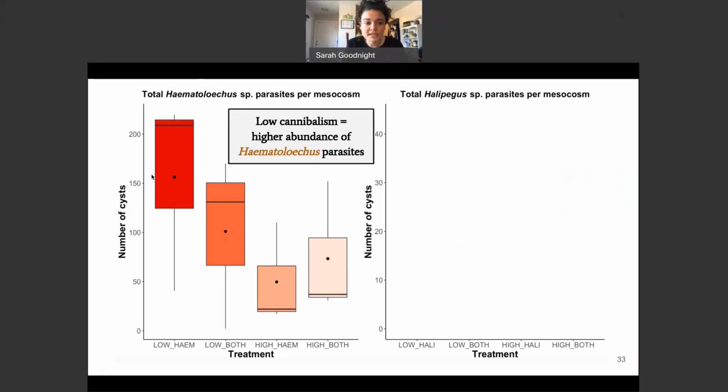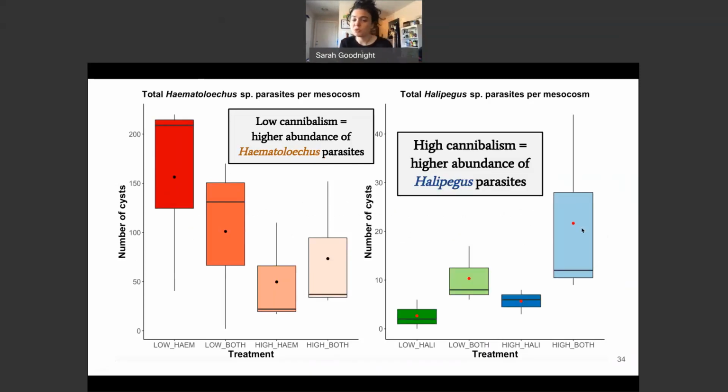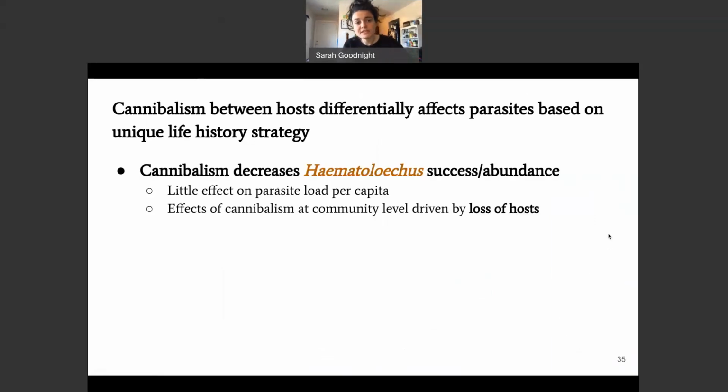The take-home message here is that on the left, these are my low cannibalism treatments. Low cannibalism led to a higher total abundance of Hematoloechus parasites, while for Halopagus, that relationship was somewhat flipped. Higher cannibalism here on the right in the blue led to a higher total abundance of Halopagus parasites in those communities. Now, the take-home message here is that cannibalism between hosts differentially affects these parasites based on their unique life history strategy and their different transmission mechanisms.